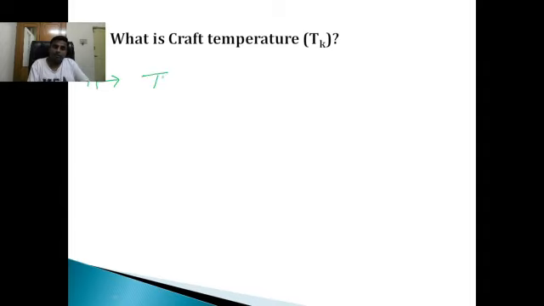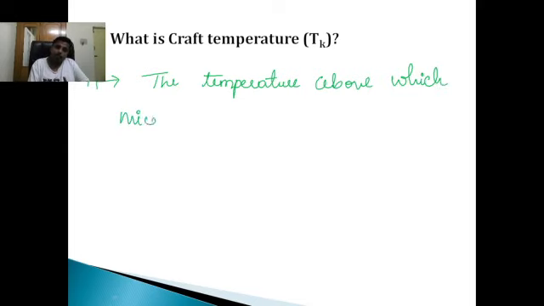It is the temperature above which micelles are formed. It is called as Kraft's temperature, TK. That's it. It's the temperature above which micelles are formed. Below that temperature, no micelles are formed. So it is the temperature above which micelles are formed, called as Kraft's temperature.